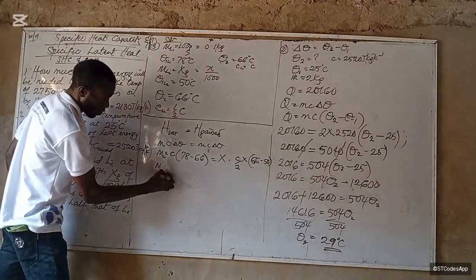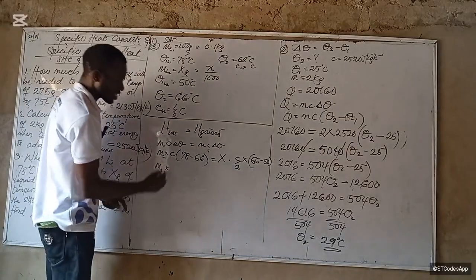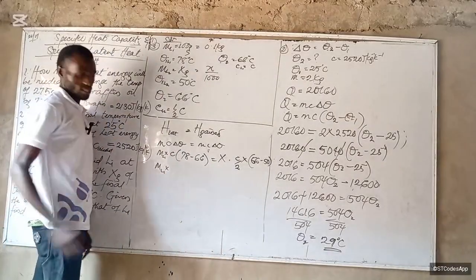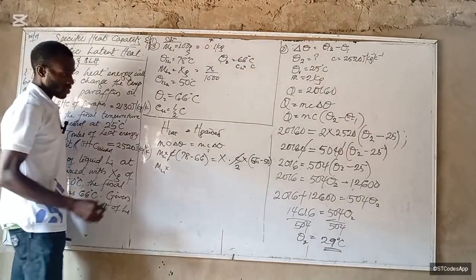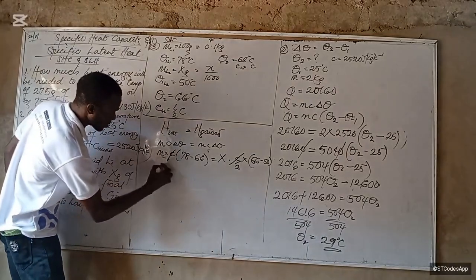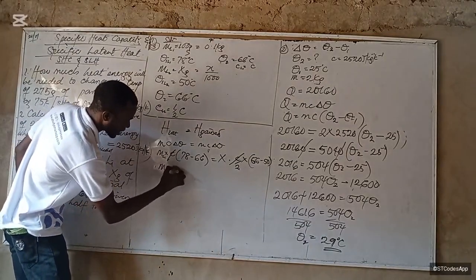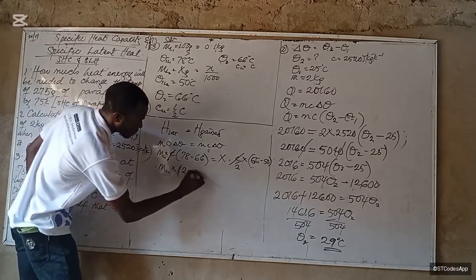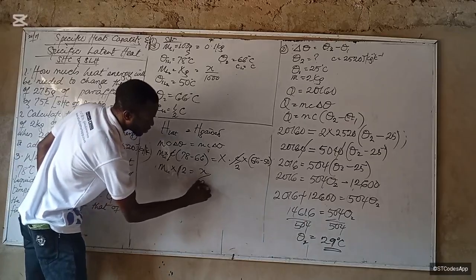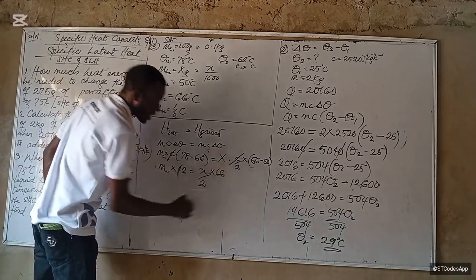M sub L1 times, okay, you notice that C can cancel out, right? C can cancel C here. Is that okay? So by the time, what we're going to be left with is this. M sub L1 times this minus this will what? 12, right? Times 12 is equal to X over 2 times 16, right?